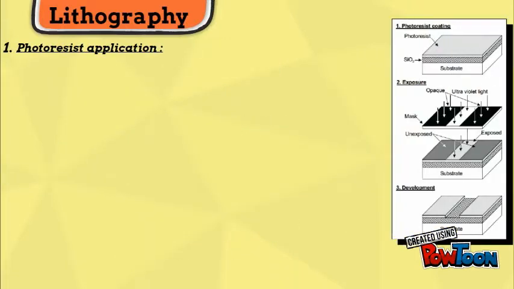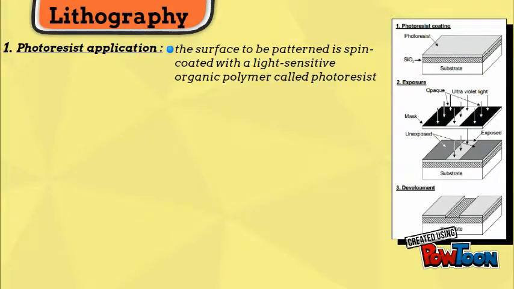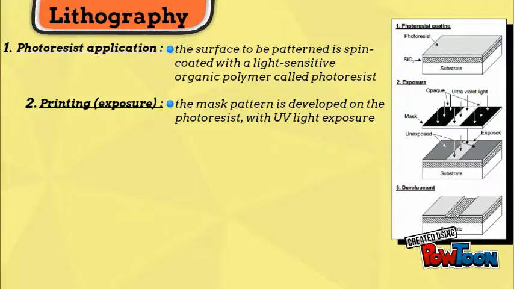First, photoresist application. The surface to be patterned is spin-coated with a light-sensitive organic polymer called photoresist. Next, printing, exposure. The mask pattern is developed on the photoresist, with UV light exposure.